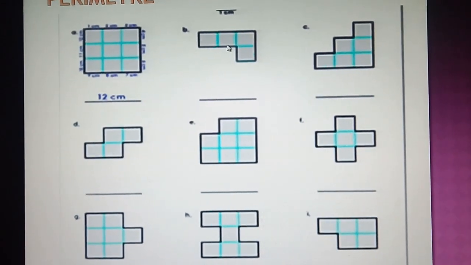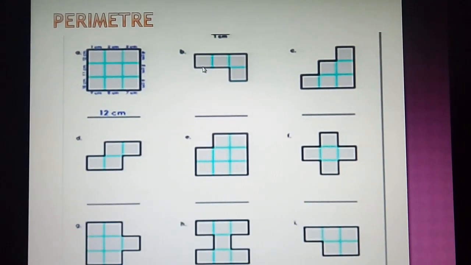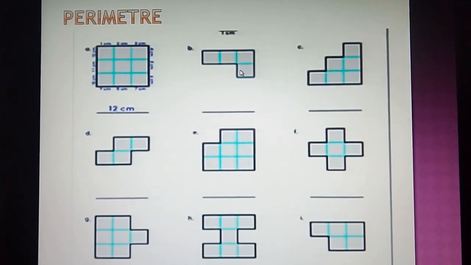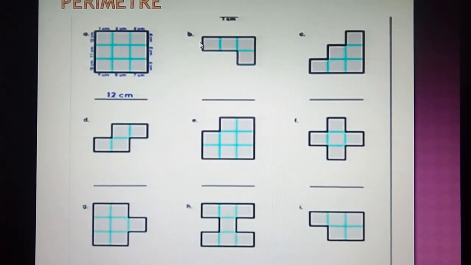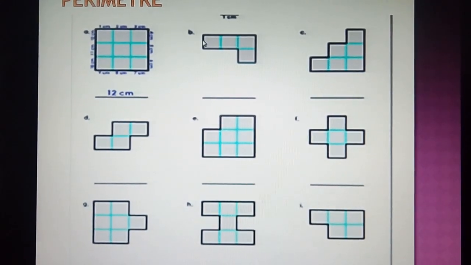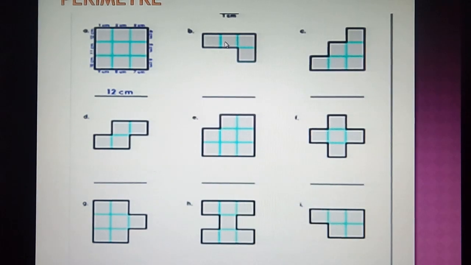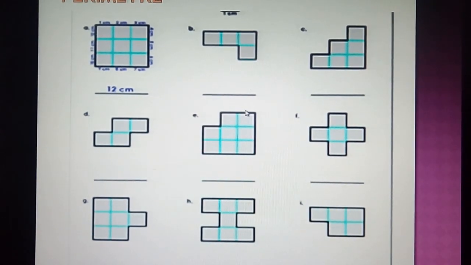Again, let us see. We will start from here. 1, 2, 3, 4, 5, 6, 7, 8, 9, 10. 10 centimeter. The perimeter of figure B is 10 centimeter.